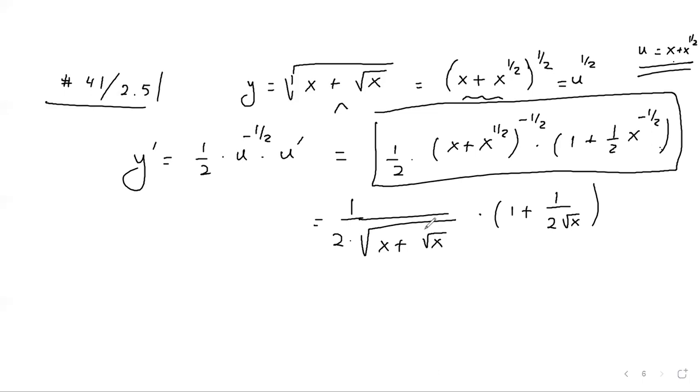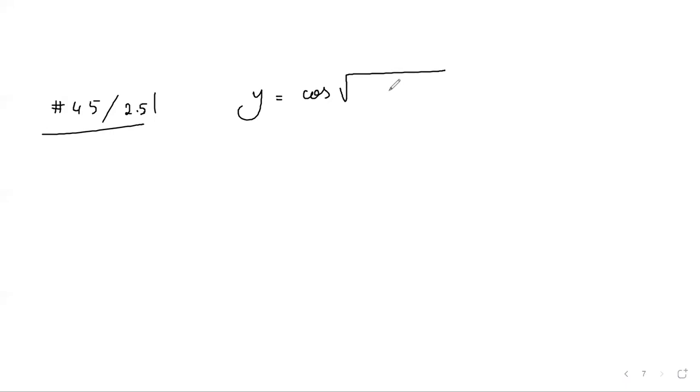And finally, our last thing today is more of a power function, more in line with what you will see in calculus 2. So this is, again, a complicated function. Here we go, number 45 of 2.5. The function is y equals cosine of the square root of sine of tangent of pi x.